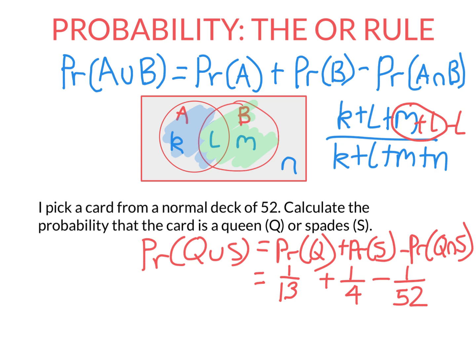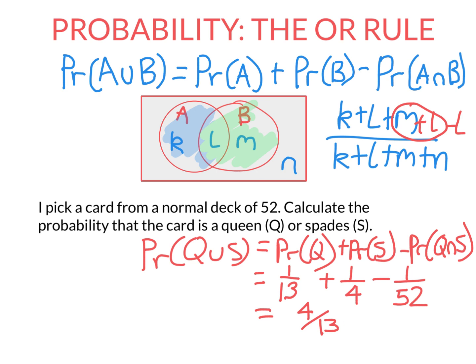So I can just put this straight on my calculator, and what I should get is 4 over 13, or 16 over 52. Basically what happened, there are 4 queens in the deck, 13 spades. So 4 plus 13 is 17, and then I took away the one card that is both. 4 plus 13 minus 1 is 16. There are 16 cards in the deck that are queen or spades. 16 over 52 simplifies to 4 over 13.